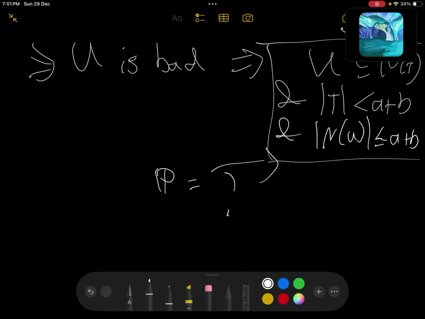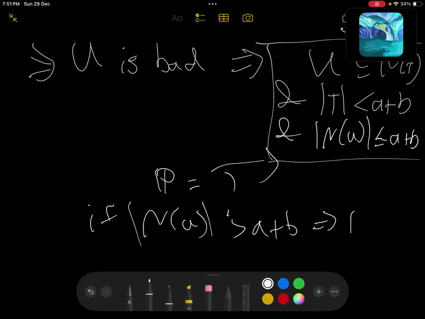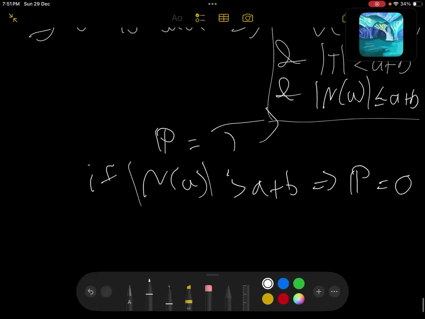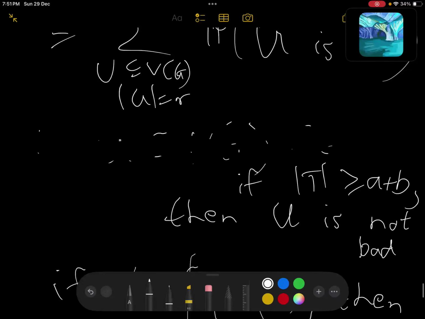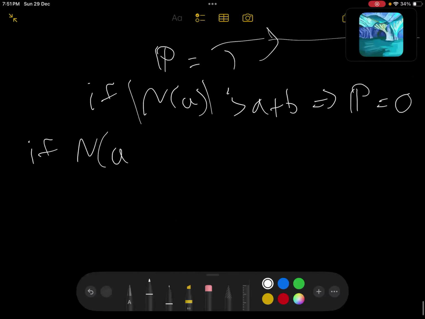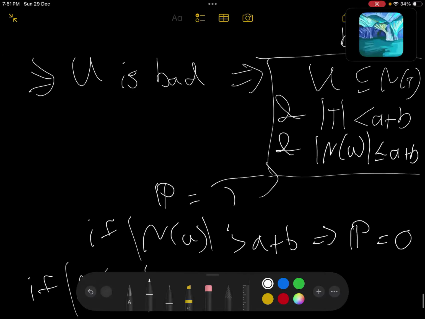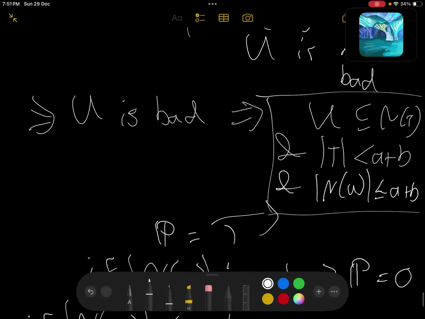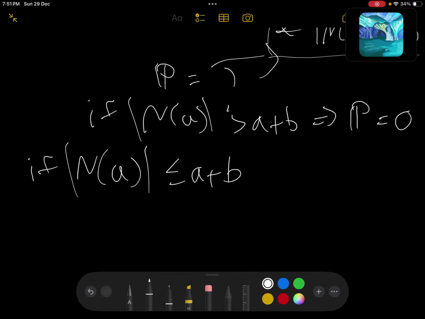What is the probability that these three things happen if T is chosen randomly? Well, if NU is greater than A plus B, the probability is 0, because U is always good. U always has A plus B neighbors. If NU, on the other hand, is at most A plus B, then all of T must be chosen from NU, because U is a subset of NT. So U must be among the common neighbors of T.